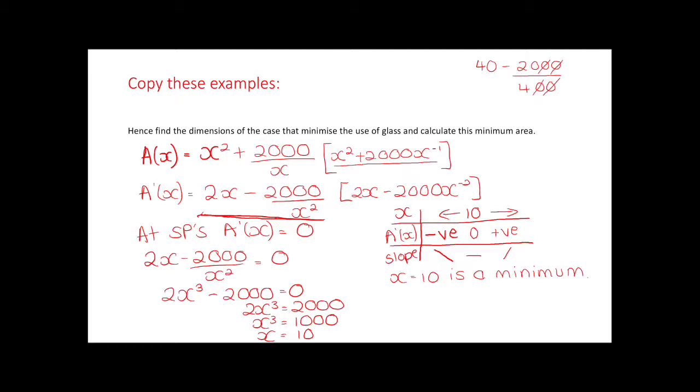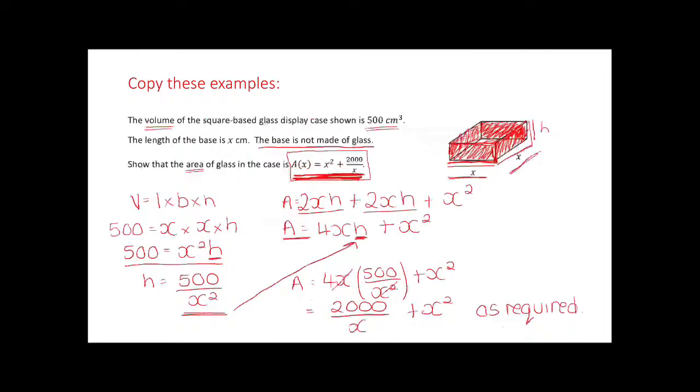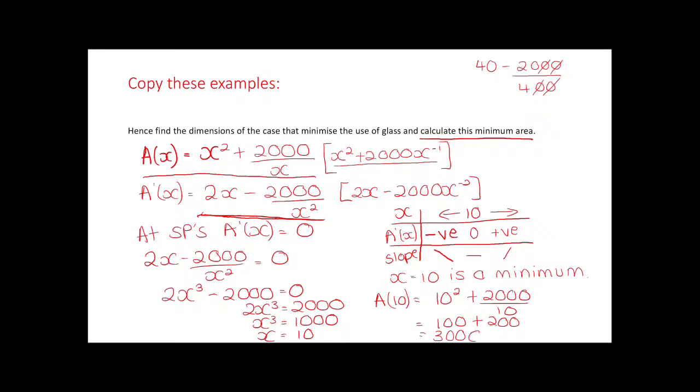And the final part of the question asks us to calculate this minimum area. So if we go back to our original function, which is this one up here, and we substitute in 10, so A(10) equals 10 squared plus 2,000 divided by 10. So that's going to be 100 plus 200, which is going to give us 300. So our minimum area is 300, and if you look back, the question does mention centimetres, so our minimum area is 300 centimetres squared.